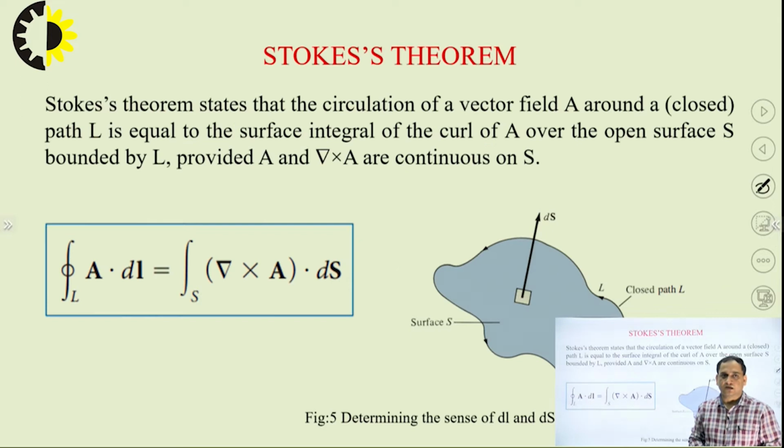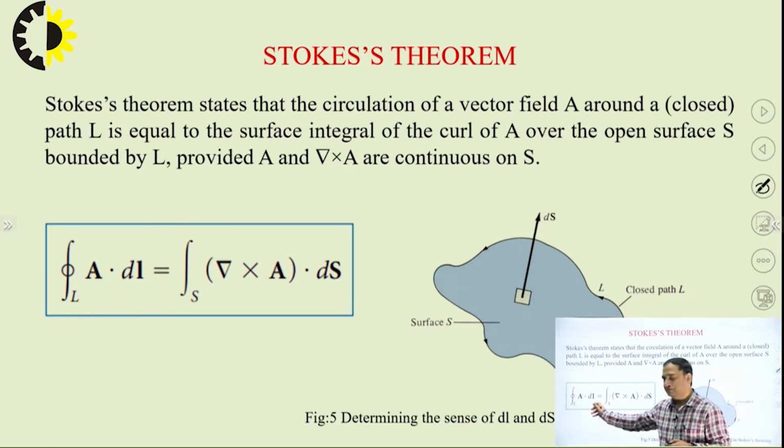Okay. Next is the Stokes theorem. This Stokes theorem simply relates the closed path with the open surface, right? As in the divergence theorem, as we have discussed, the closed surface is equivalent to the volume, and here in the Stokes theorem, the line integral of A around the closed path is equal to the curl of that vector over the open surface.